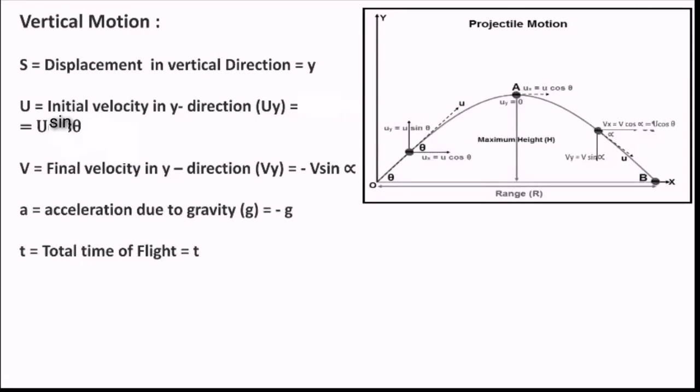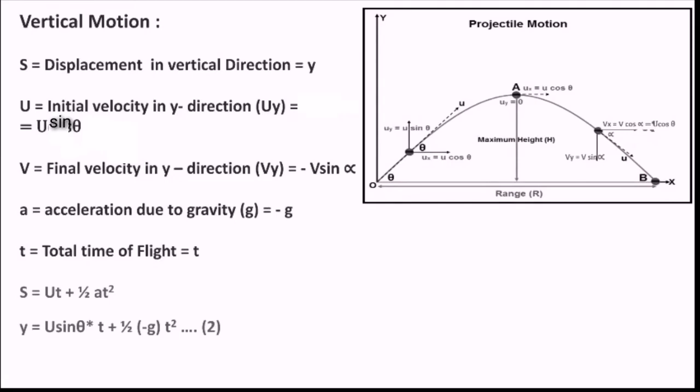We also know that for vertical motion we can use any of the 3 equations. So I will be using the first one, that is S equals ut plus half at square. Substituting all the values, I will get y equals u sin theta multiplied by t plus half into minus g into t square. Let this be equation number 2.